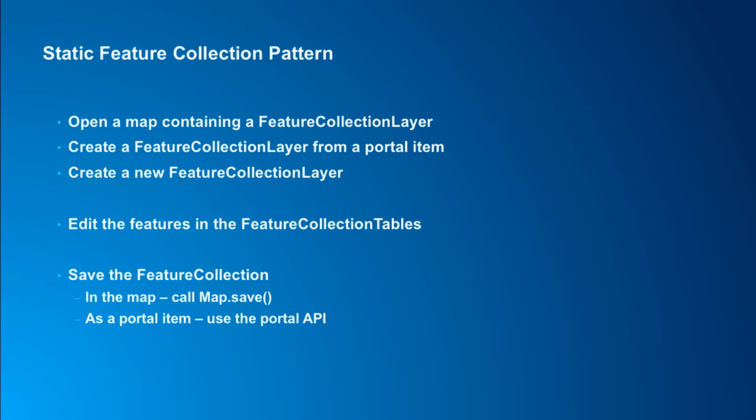The overview of the pattern is you open a map with a feature collection, you create a feature collection layer, or you create a feature collection layer from a portal item, or you can just create a new feature collection layer yourself, client side. You edit the features in the feature collection tables that are associated with the feature collection layer, and then, as I say, you save the map or you save it as a portal item.